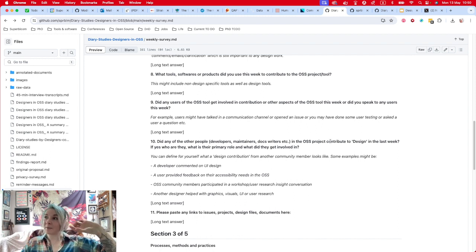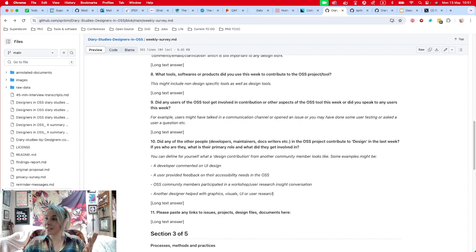So the first question is about getting involved in the contribution. That might describe something like commenting, talking in a communication channel, doing some user testing, something like that. And then the second question, number 10, is about whether they have been more involved in the design contribution. What was their primary role and how did they get involved?